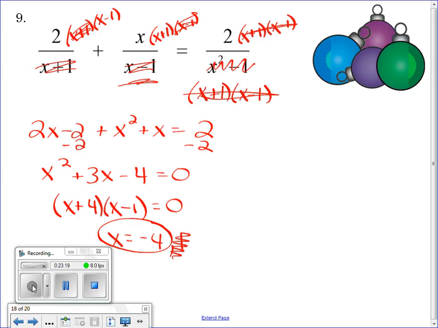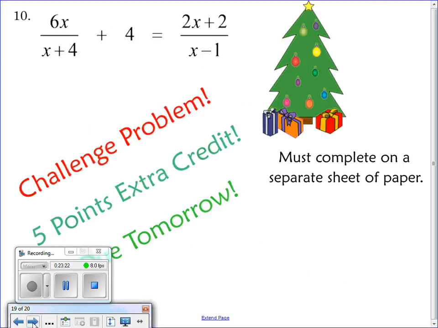Okay. So I did give you guys a little challenge problem. 5 extra credit points due tomorrow. It's either right or wrong. No in between. Must complete on a separate sheet of paper. I don't want you to turn your notes into me.